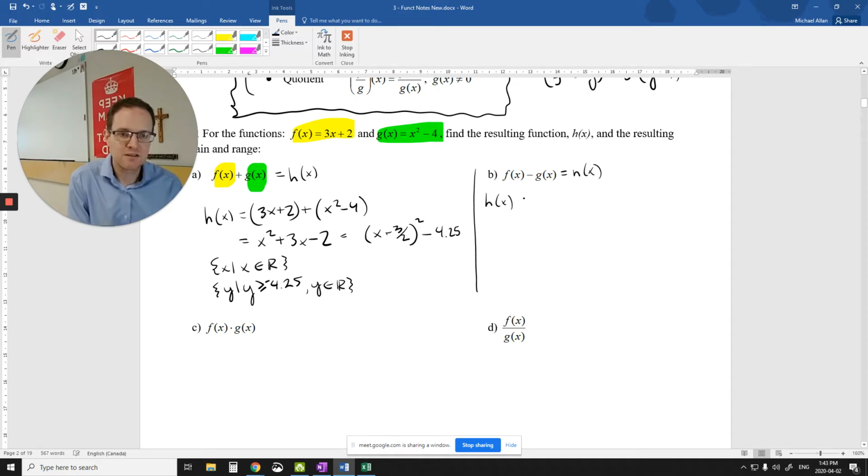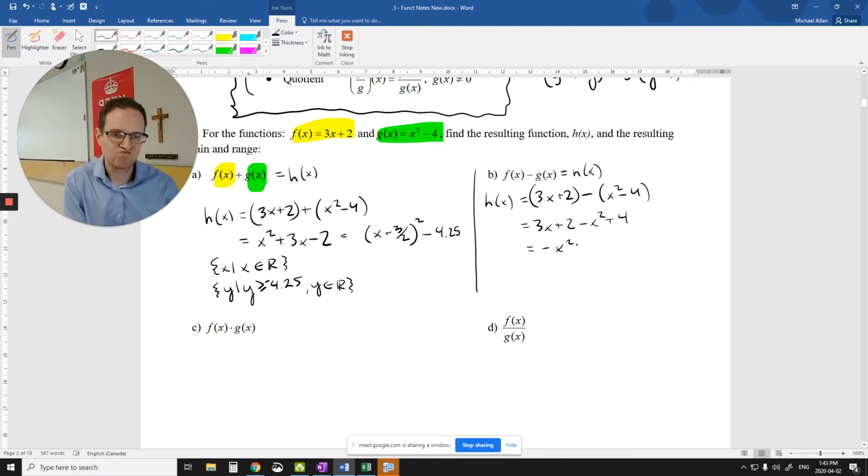So h of x is equal to f of x, sorry, minus g of x. I'm going to write that out. Now we're going to run into this typical problem where you have a minus minus situation. So a minus and negative 4 turns to a positive 4. So we got negative x squared plus 3x, and then I get plus 6. Okay, we get another little quadratic here.